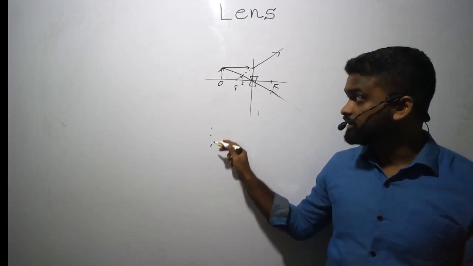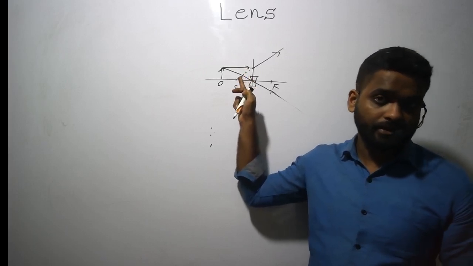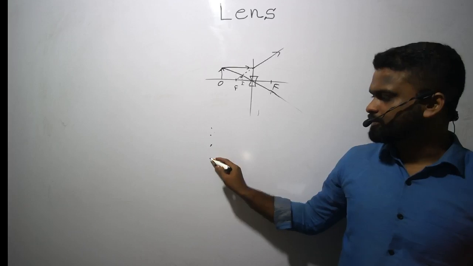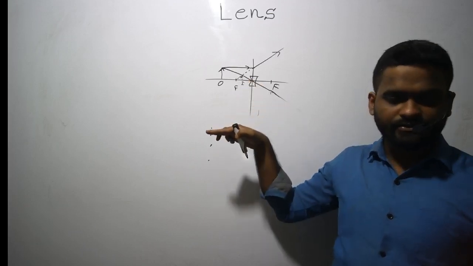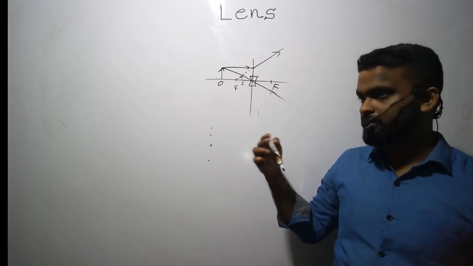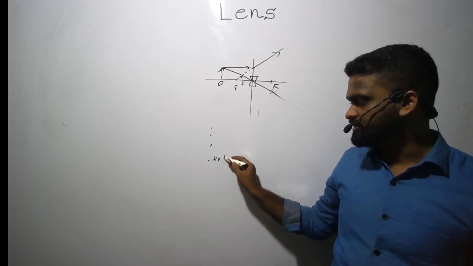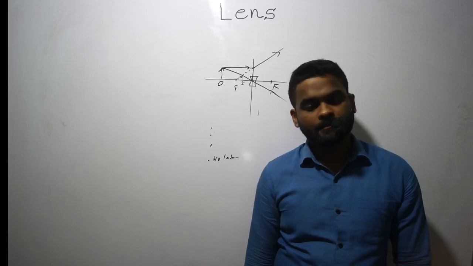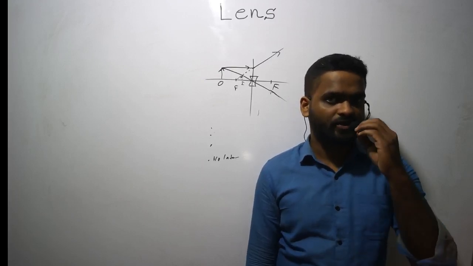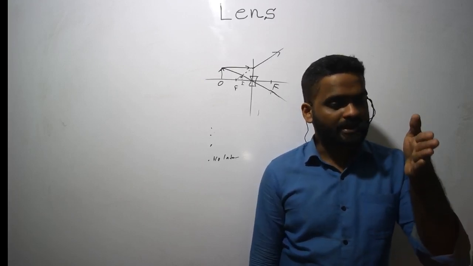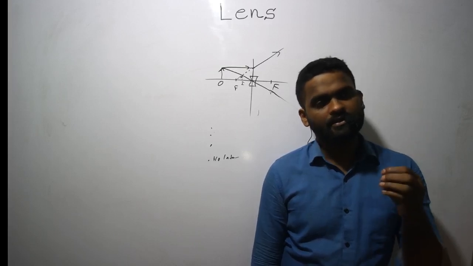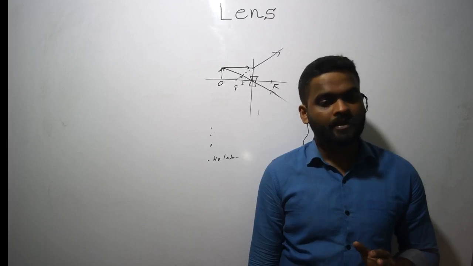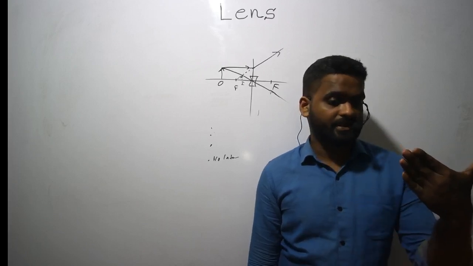Third point, you can see it is upright. It is not inverted. Since it is upright, for laterally also there is no inversion, right? No lateral inversion. So you can understand for lenses, if it is not inverted, there's no lateral inversion as well, right? But for a mirror, it is a different case, right?